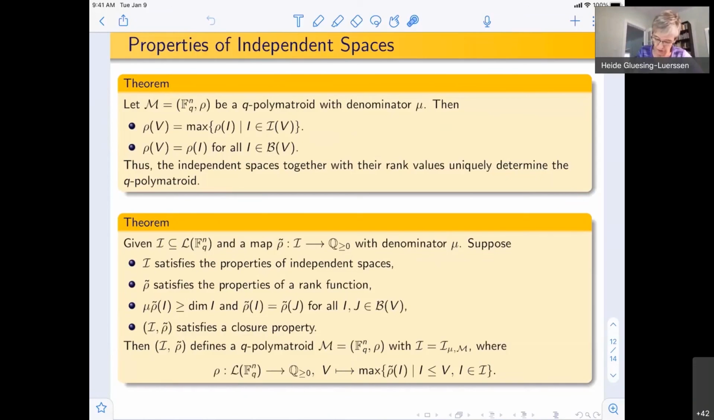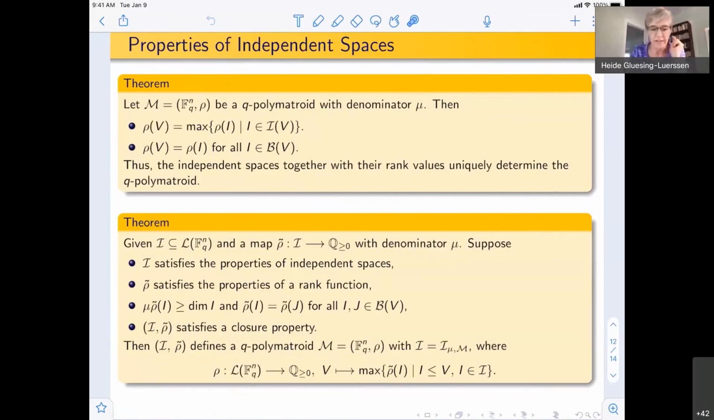I don't want to go through the details of this result. It says, in short, you have to throw in all the properties that we have seen based on your collection of independent spaces, satisfying the typical properties, your rank function. The rank values on it have to have the usual properties of a rank function and some other stuff. And then the pair of the collection of spaces plus rank values on those spaces gives you a q-polymatroid with exactly I as the collection of independent spaces.